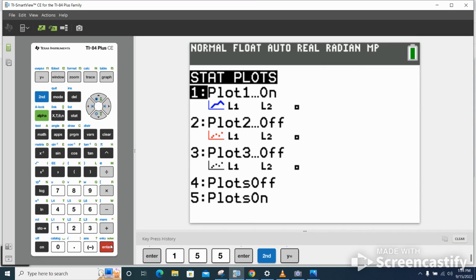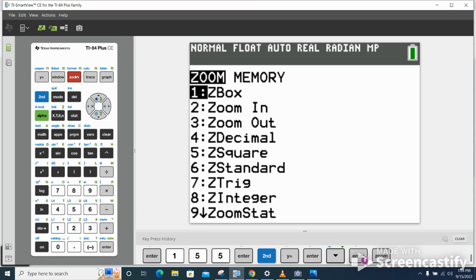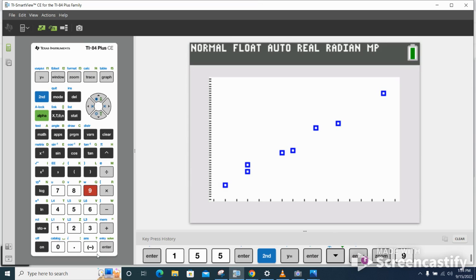And we're going to go into plot 1. Remember, I want to change this back to scatter plot. So let's change that back to the scatter plot. So make sure when it comes to type, the first one is scatter plot. Then hit enter, enter, enter, L1, L2. Now hit zoom. What option do I choose? 9. Zoom stat. There we go.